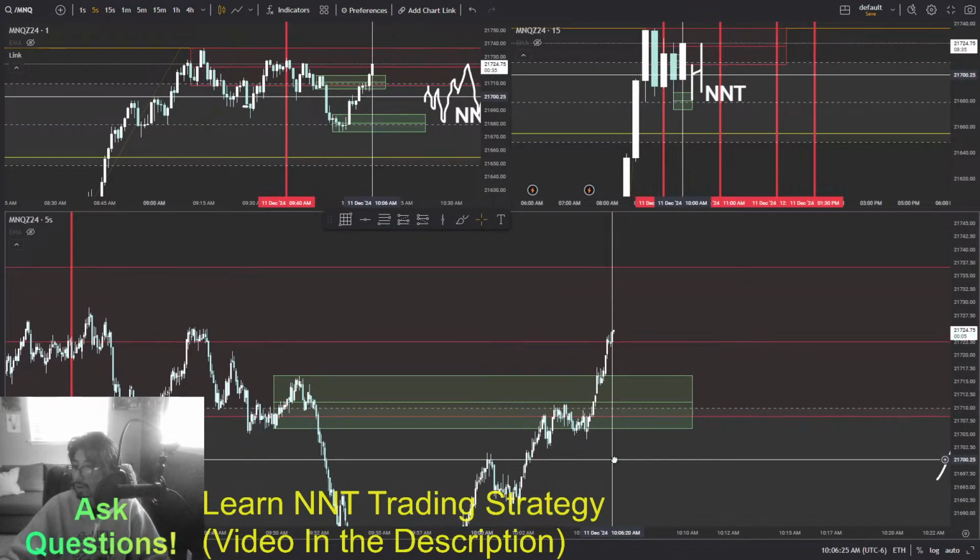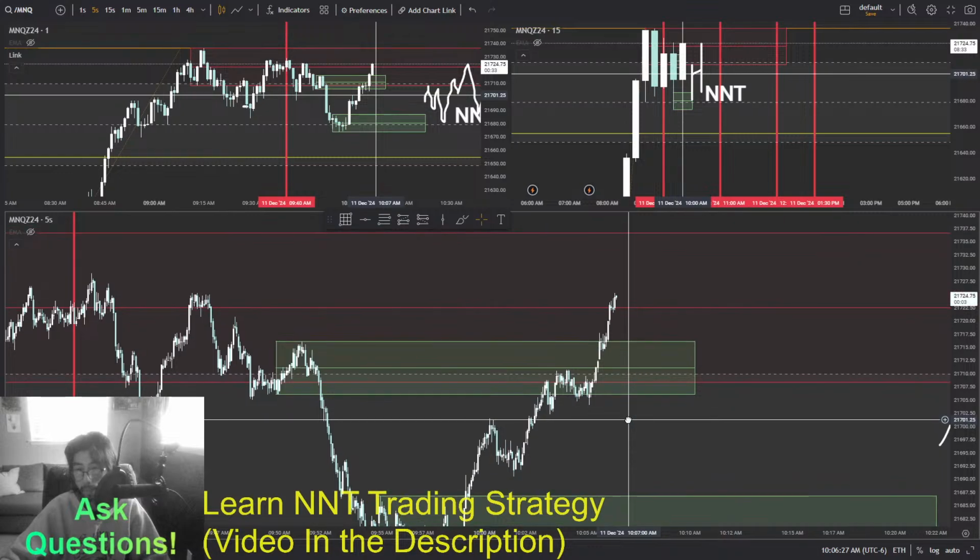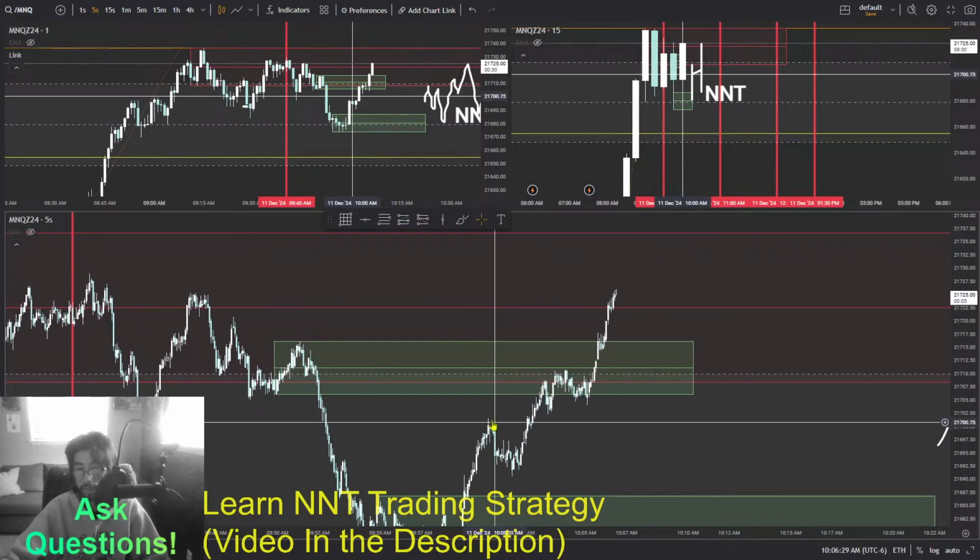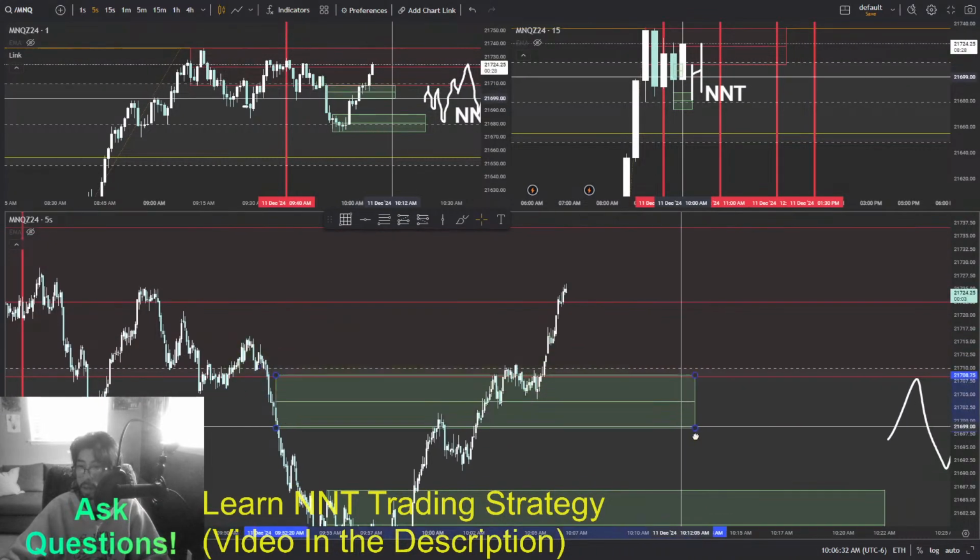Seen nothing so far. This zone might hold for direction.